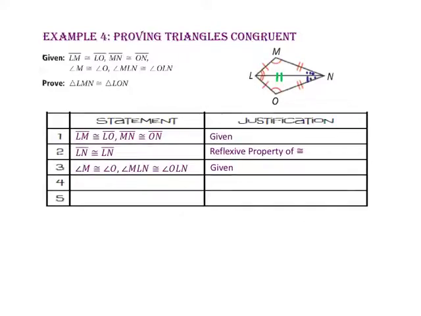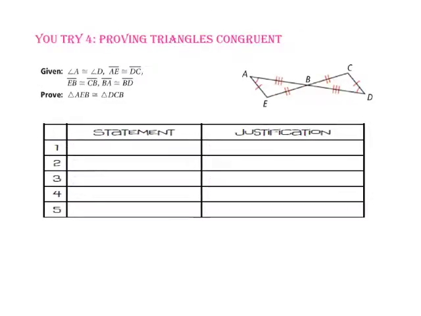LNO are congruent. And finally, since we know that we have 3 pairs of congruent corresponding sides and 3 pairs of congruent corresponding angles, triangle LMN is congruent to triangle LON by definition of congruent triangles. Now pause the video and do your try number 4.